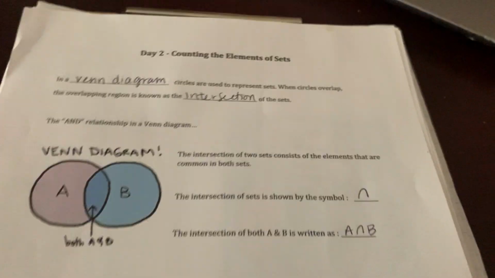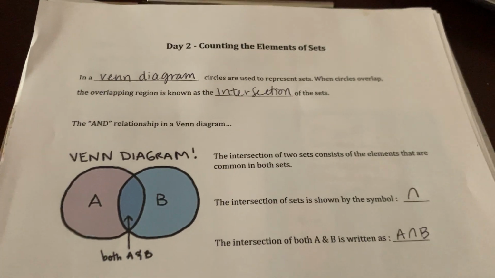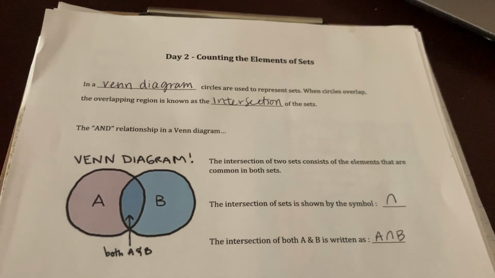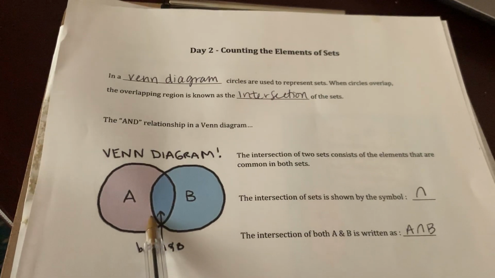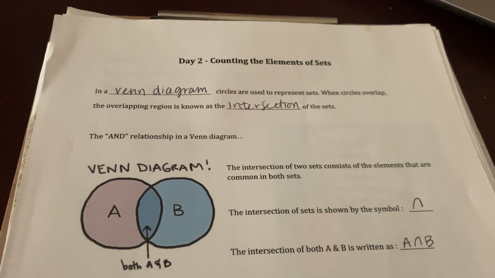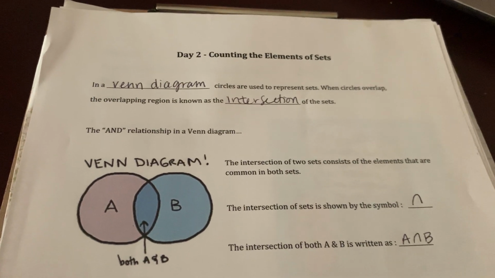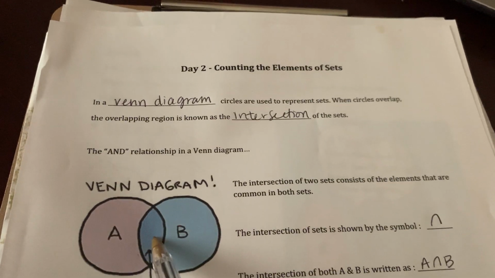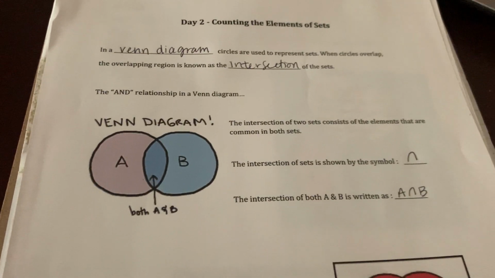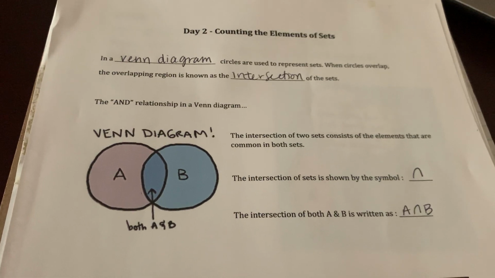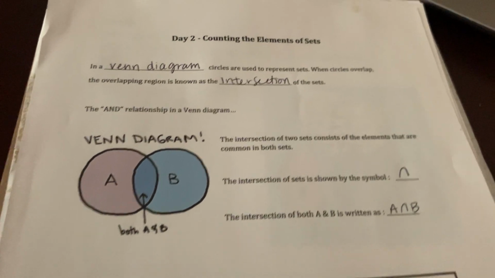Okay, so this is day 2 in the probability unit. It's called counting elements of sets, and we're dealing with Venn diagrams. It says in a Venn diagram, circles are used to represent sets. When circles overlap, this is known as their intersection, the and relationship in a Venn diagram. So we're going to be talking about this in probability.